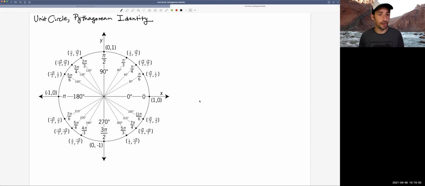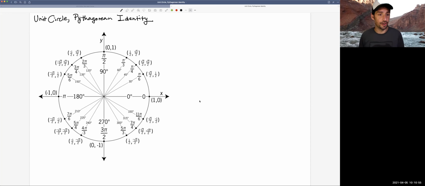Another thing to note, let me clean this up. We really only need to look at this first quadrant, or at least that's a good place to start. If you notice, the values that we see here, root 3 over 2, 1/2, root 2 over 2, root 2 over 2, 1/2, root 3 over 2, sorry, I should have started with 1, 0, and then 0, 1. We see similar values in the other quadrants, right? The differences are the signs.